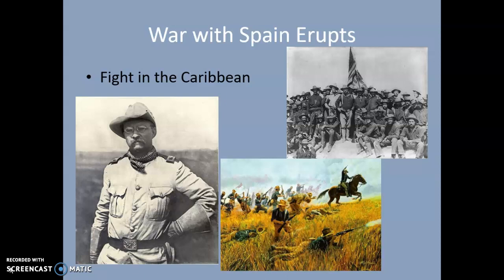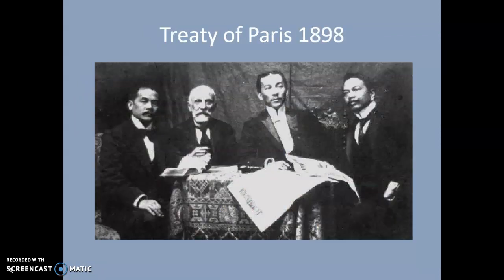But eventually, with groups like the Rough Riders, the U.S. was able to defeat the Spanish in Cuba. And then we were also able to take Puerto Rico without a fight. So Puerto Rico was also captured in the Caribbean, and that was also something that was occupied by Spain, but now it will be occupied by us.